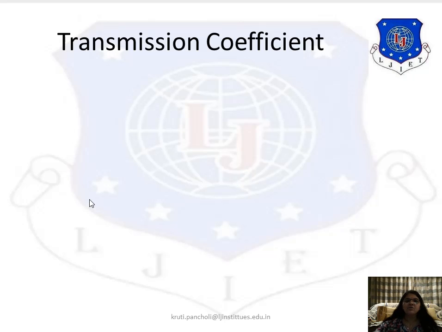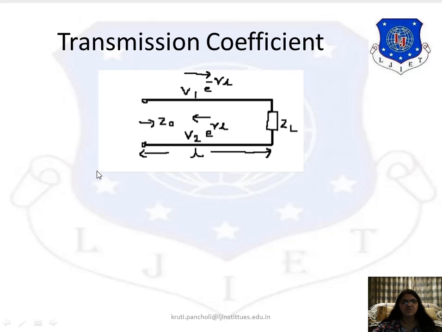Now about the transmission coefficient. The diagram is the same. Here this is the incident wave. The characteristic impedance is Z0. The wave traveling in the source-to-load direction is V1 e raised to minus gamma L. In the other direction, it is V2 e raised to gamma L. And this L is the length of the transmission line.